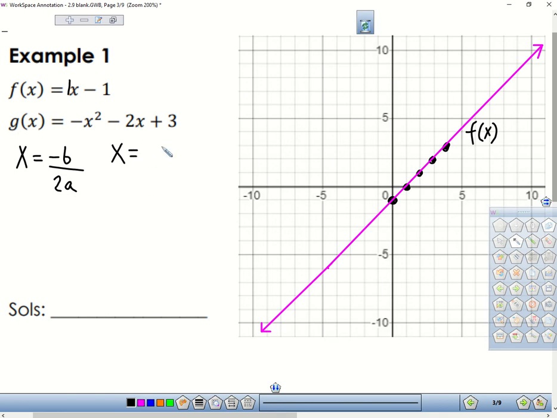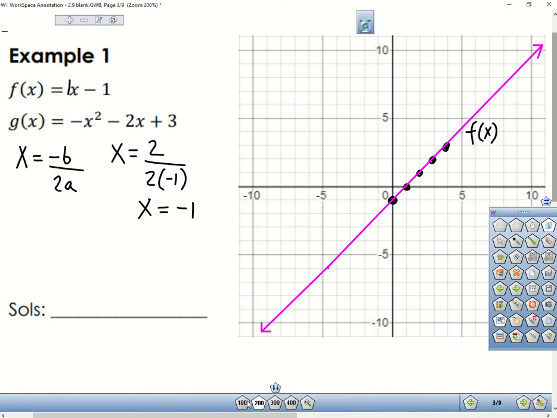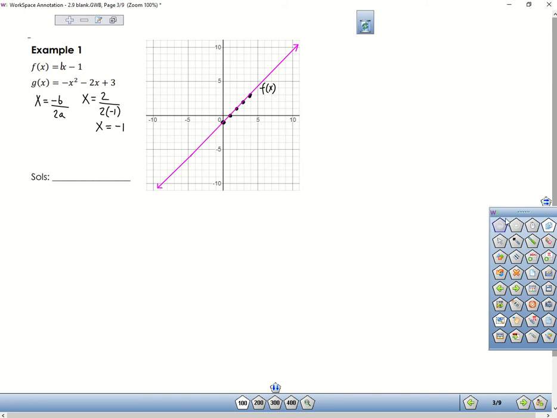So x is equal to negative b, which becomes a positive b, over 2 times -1. This becomes, I'm lagging, this becomes x equals -1. Okay, so I'm going to zoom out here because I'm running out of room and I'm lagging really bad. We have to wait a second because it's slow.